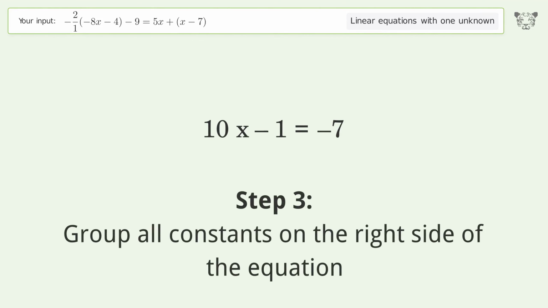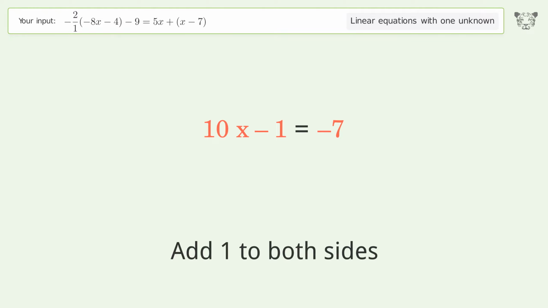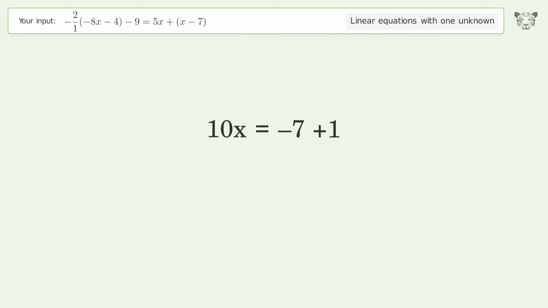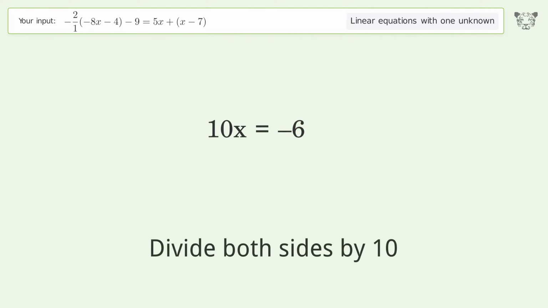Group all constants on the right side of the equation. Add 1 to both sides. Simplify the arithmetic. Isolate the x. Divide both sides by 10.